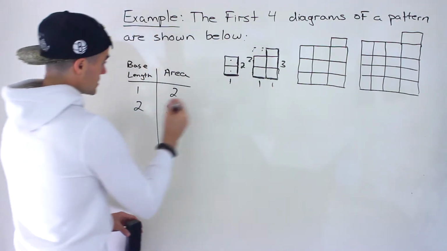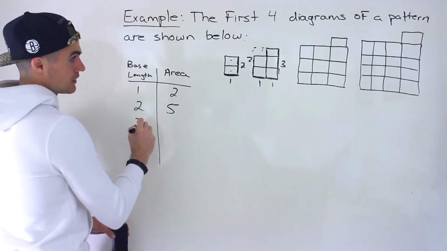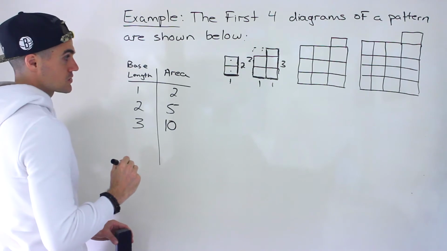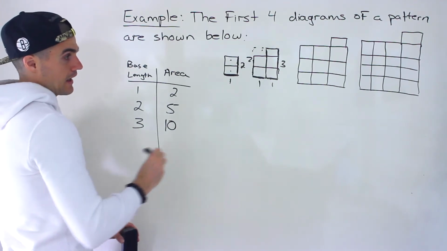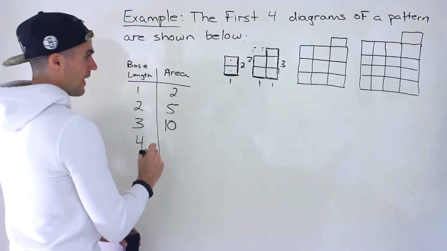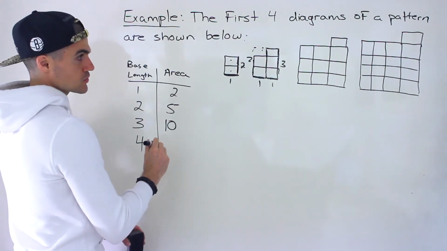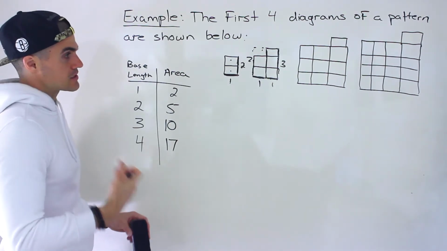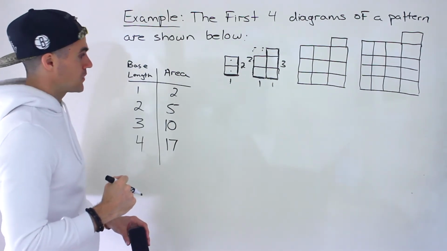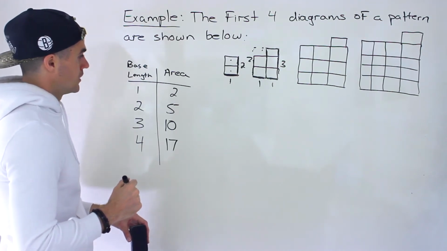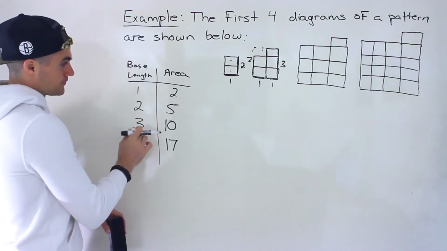Third diagram, notice the base length is 3, and if we count the squares, we're going to have 10 squares. So that's going to be the area. And then the base length here is 4, and the amount of squares is going to be 17. And that's all the diagrams that we have that we can use to make this table. So now we have this table.